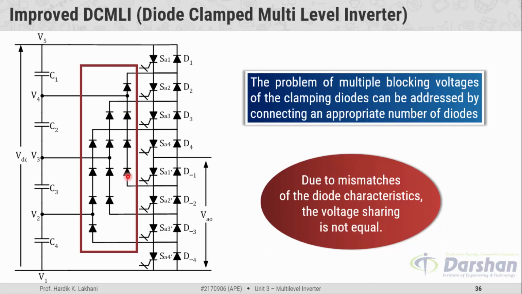So you can see that previously it was only DA1 and DA1 dash, but in this diagram you can see the 4 series connected diodes in one string. Similarly, in the previous case we had only DA2 and DA2 dash, 2 diodes, but in this one the second string has 4 series connected diodes, as well as the third string has 4 series connected diodes.